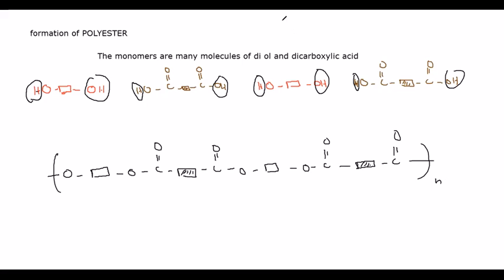So this is how a condensation polymer is formed. And what is this bond called? C double bonded with O and O. What is the name of this link or bond? What do we call this link?